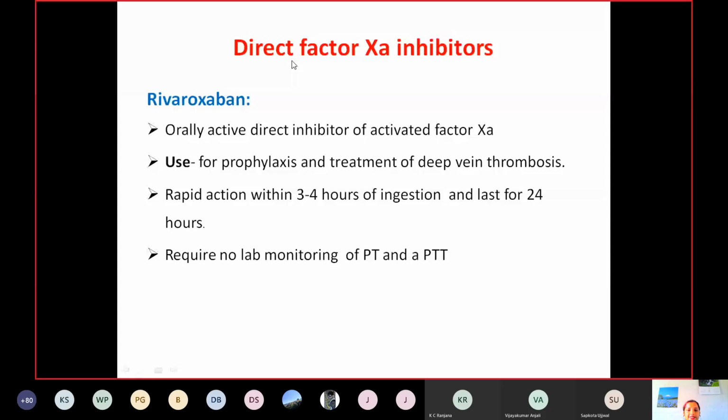It is used for the prophylaxis and treatment of deep vein thrombosis. Because it has a rapid onset of action, you can use it as a treatment also. By the oral route, you can give it as a treatment, and it lasts for 24 hours. It shows its effect within 3 to 4 hours and lasts for 24 hours. It doesn't require any lab monitoring like PT and APTT. No need of lab monitoring. So this is another advantage of direct factor 10A inhibitors.